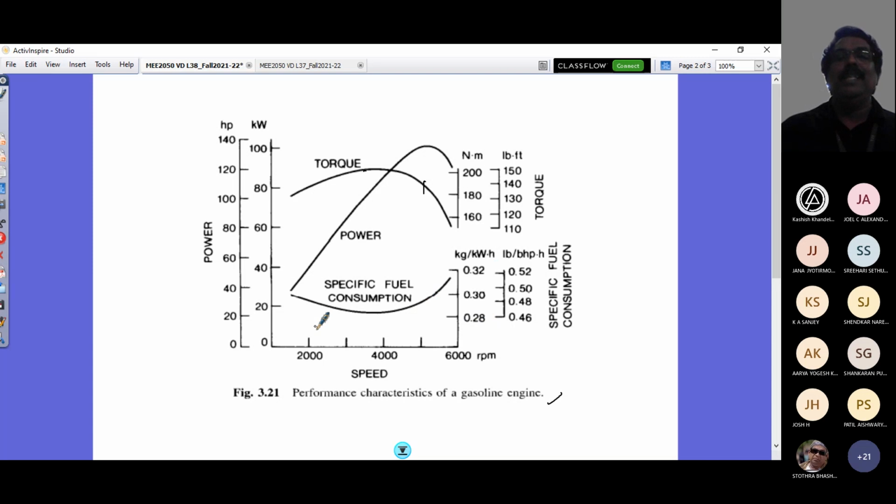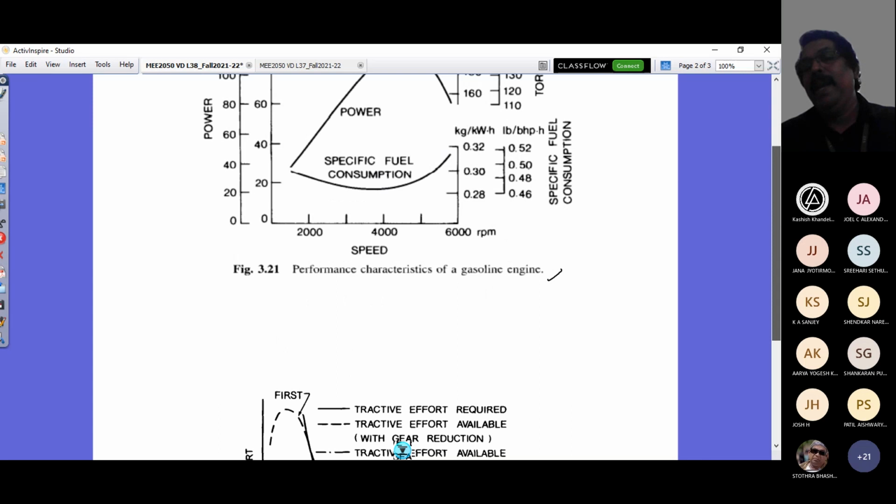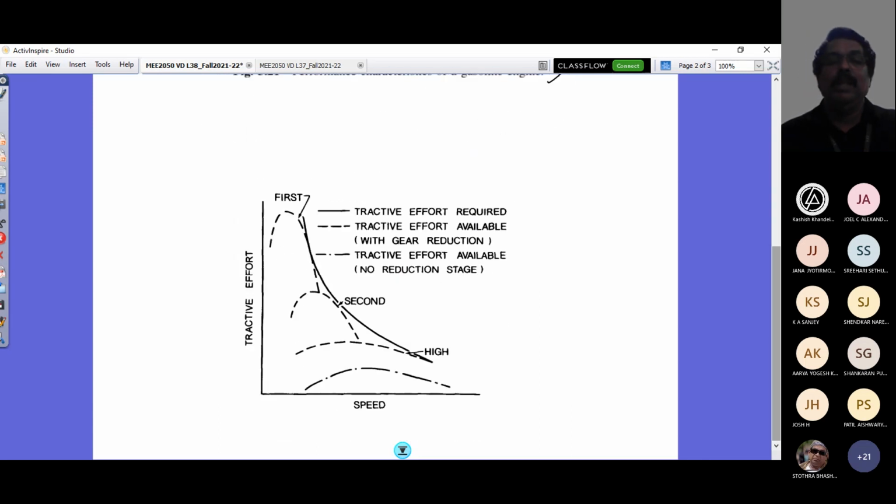So these are the three things to be looked at. The advantages are a high power to weight ratio, good fuel economy, ease of operation and low cost. The ideal requirement is possible by an appropriate gearbox design. That's what you see in this diagram. It expresses the requirement for a vehicular application of the tractive effort as a function of speed.